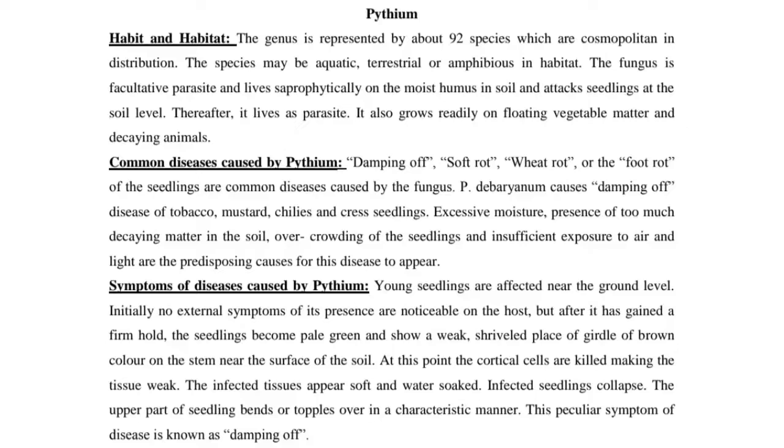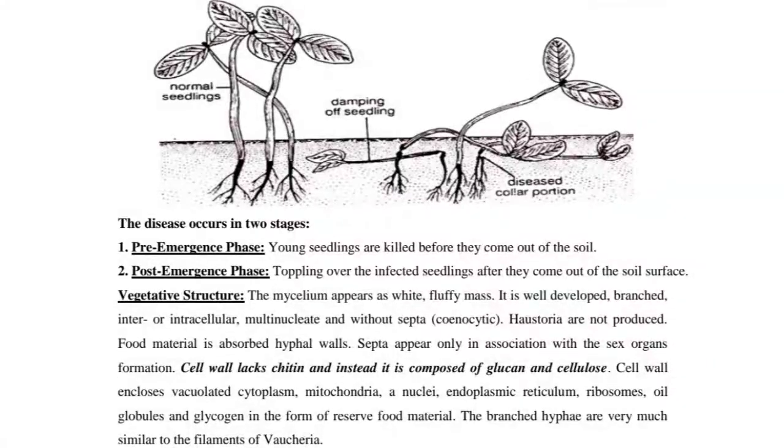Infected seedlings collapse. The upper part of the seedling bends or topples over in a characteristic manner. This peculiar symptom of disease is known as damping off. The disease occurs in two stages. 1. Pre-emergence phase: young seedlings are killed before they come out of the soil. 2. Post-emergence phase: toppling over of the infected seedlings after they come out of the soil surface.